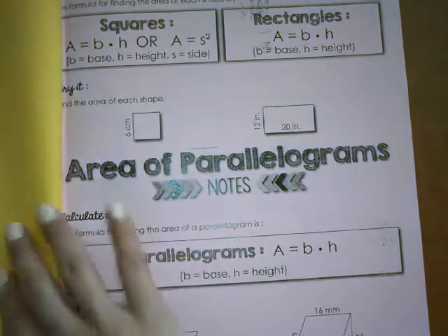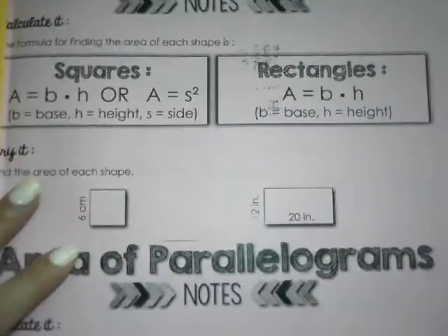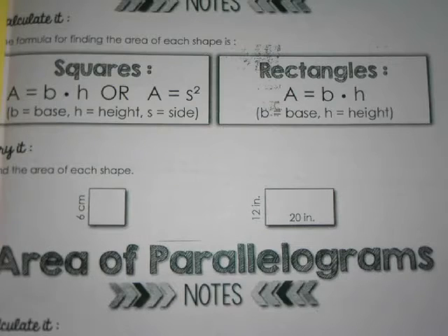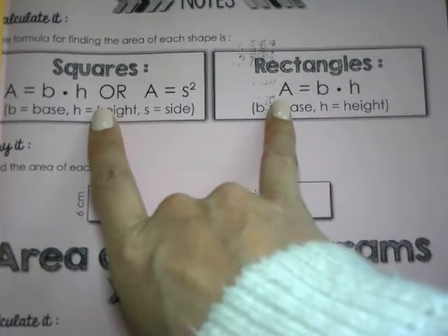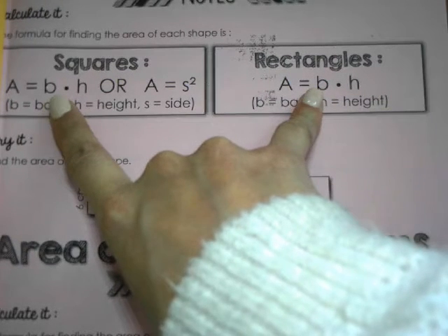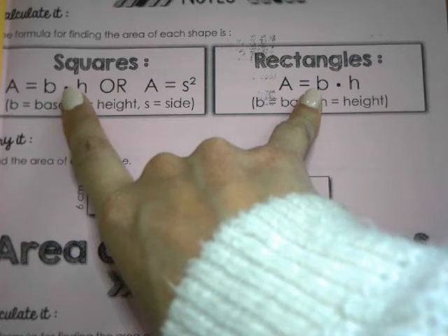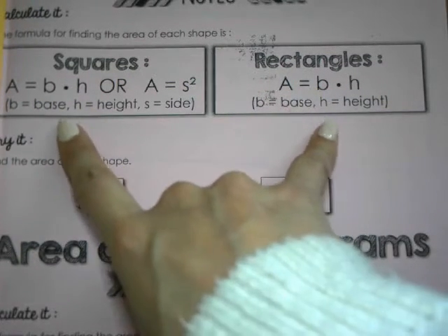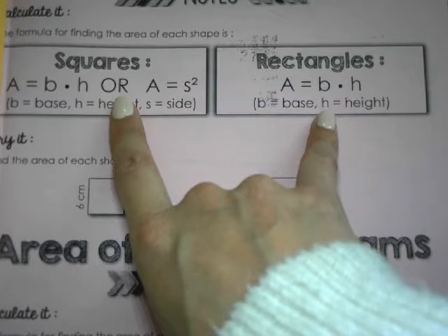All right, let's go to our pink sheet then. We'll first start off with squares and rectangles. So right here, they give you guys the formula of squares and rectangle. What's the formula for squares and rectangles? And what's B stand for? And what's H stand for?